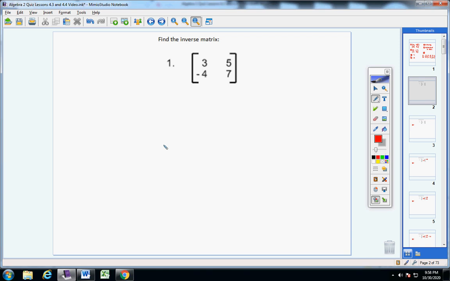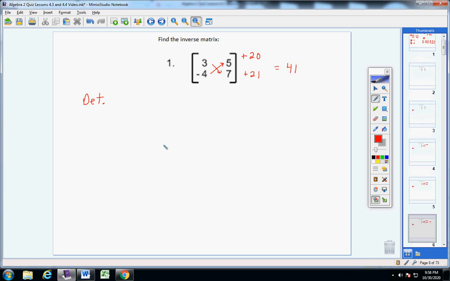Okay, now number 1, the first thing you do is you find the determinant. Okay, so multiply it up, change the sign, positive 20, multiplied down 21, add those together, 41. There's your determinant. Next, you swap numbers and you change signs. Okay, so remember, it's these two numbers here that you're going to swap. So there, we swapped them. It's going to be these two numbers here that you change their signs. So negative 4 became positive, negative 5 became positive 5.